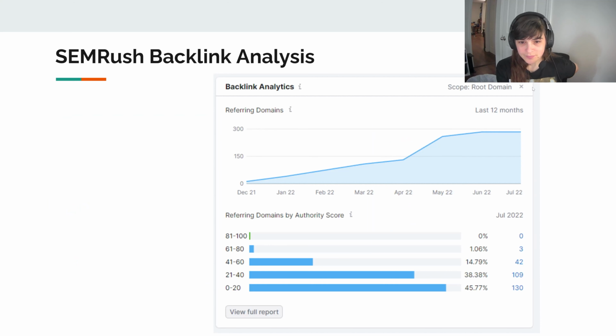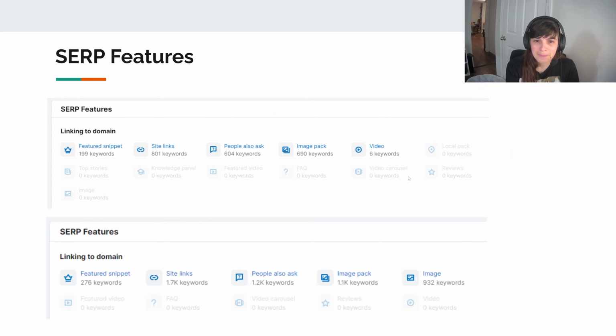So what we're seeing here is just the backlink analysis. I have 0 domains that are in the 81 to 100 authority score. Most of them are in the low authority, but I do have a couple in 40 to 60. It's only 1%. It's only 3 links, but it's better than nothing.